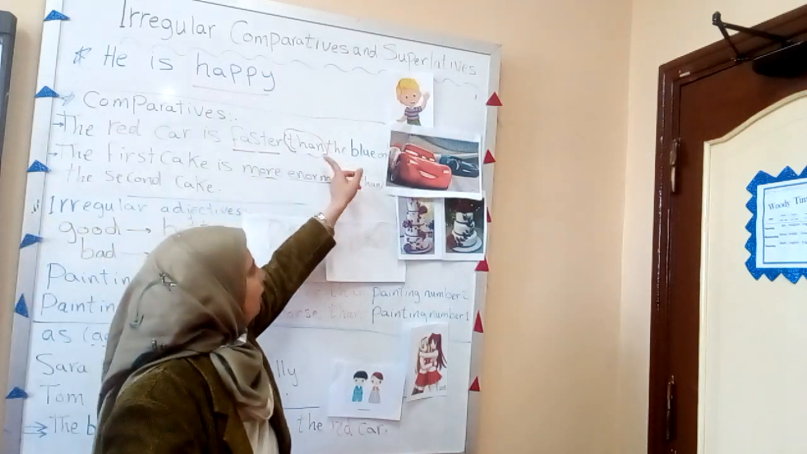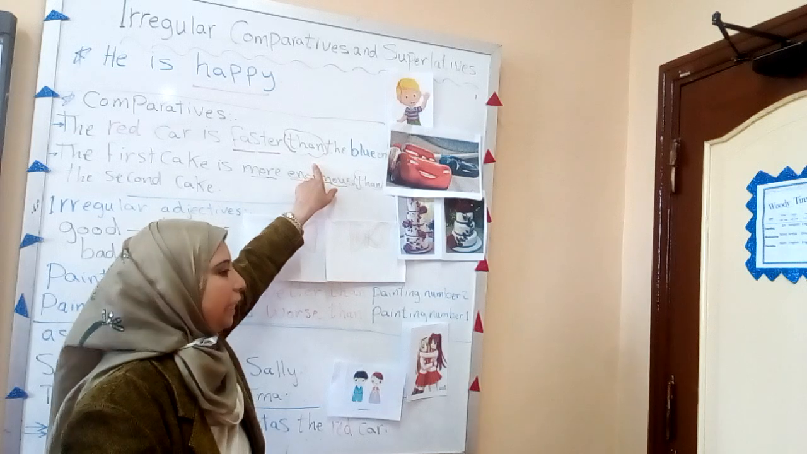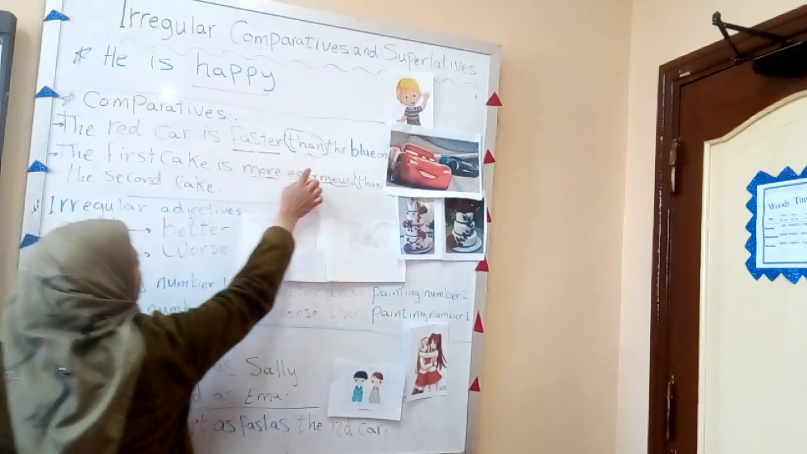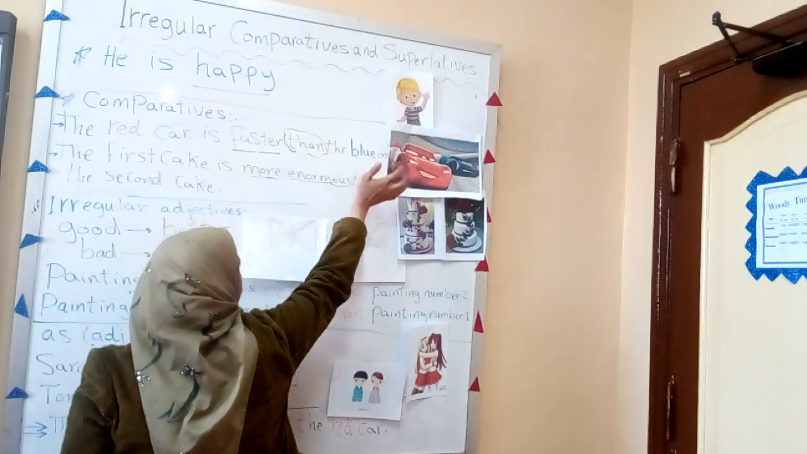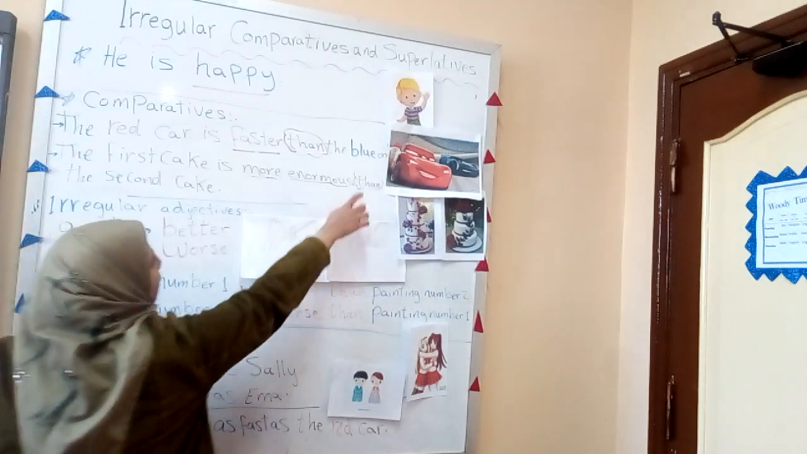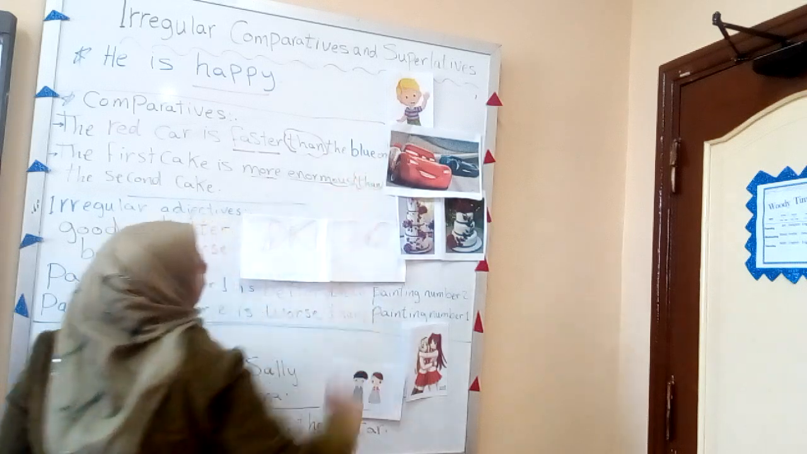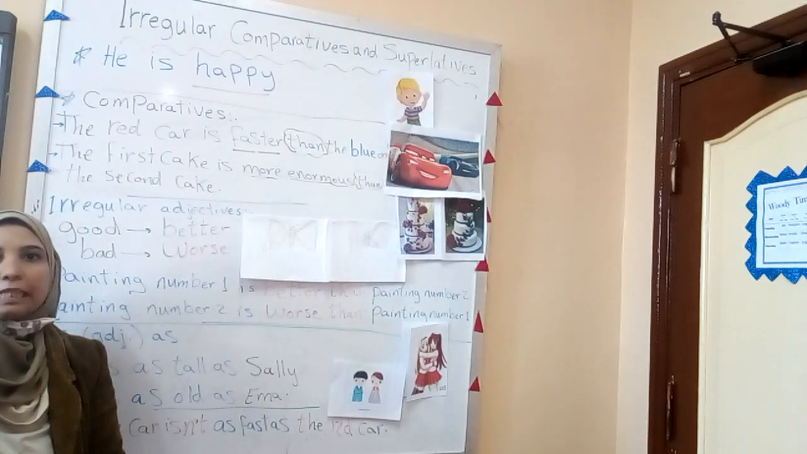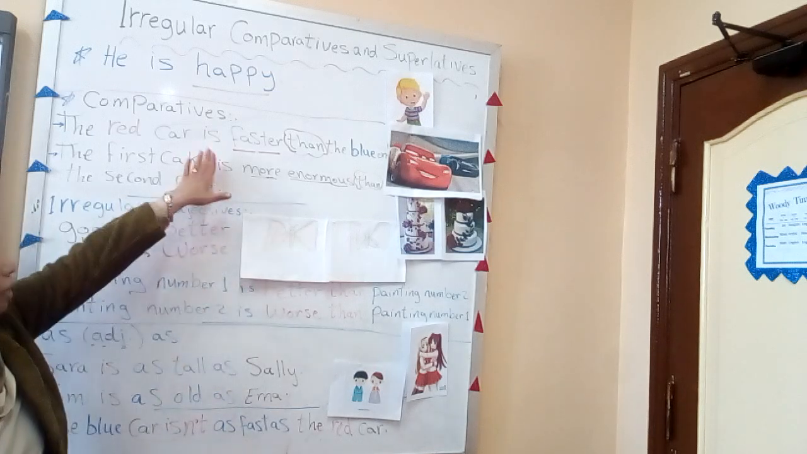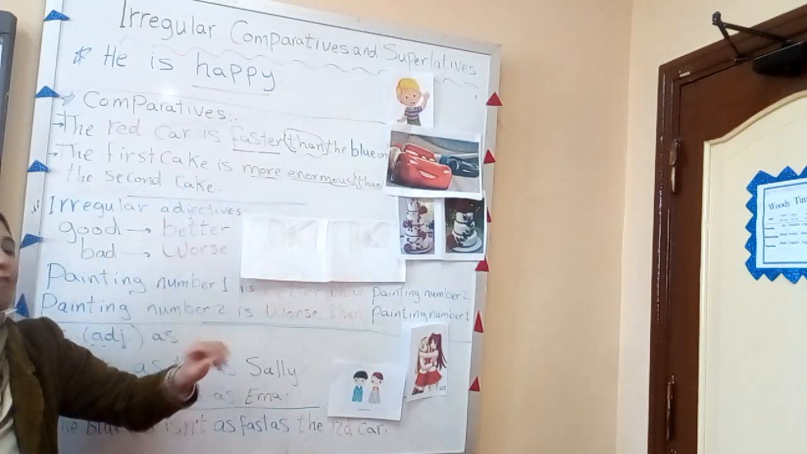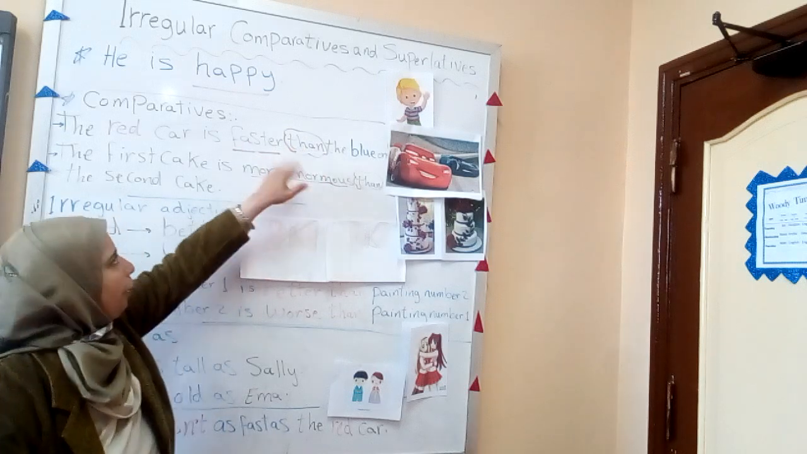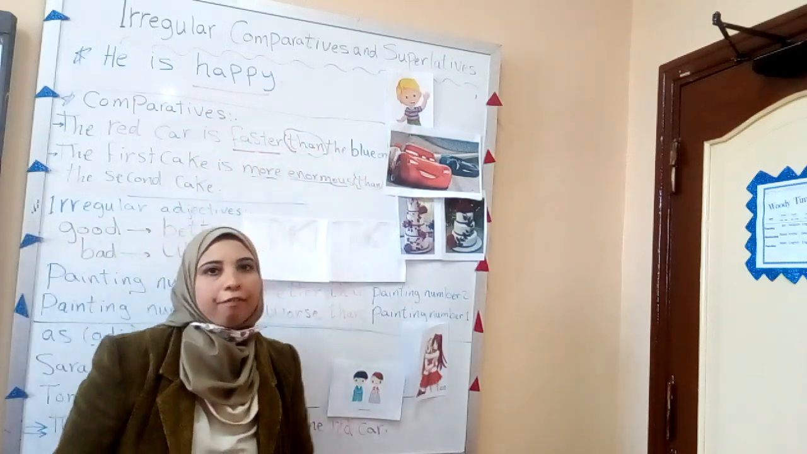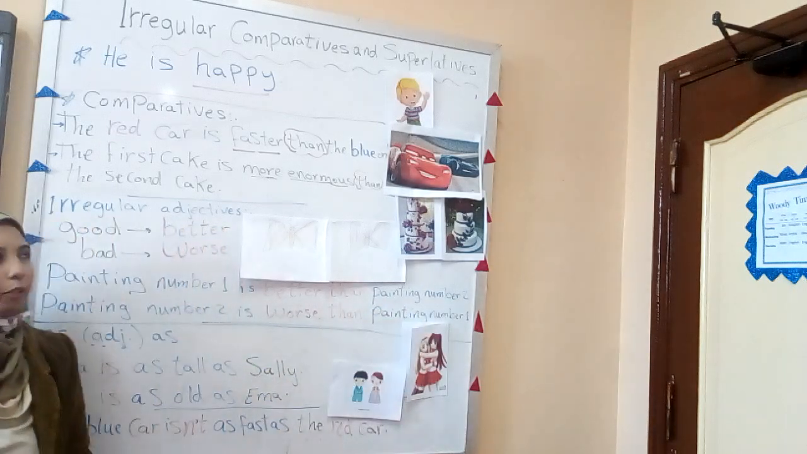Faster than, remember to add than here, than, put than after the comparative and before the second noun that we are comparing with. The blue car or the blue one. So the adjective has only one syllable, just add ER at the end of the adjective. And then after the comparative and before the second thing that we are comparing with.